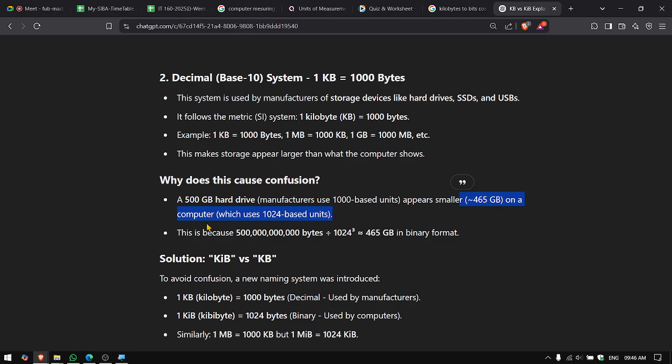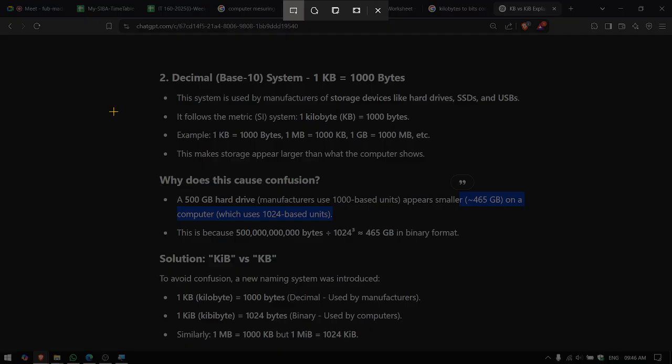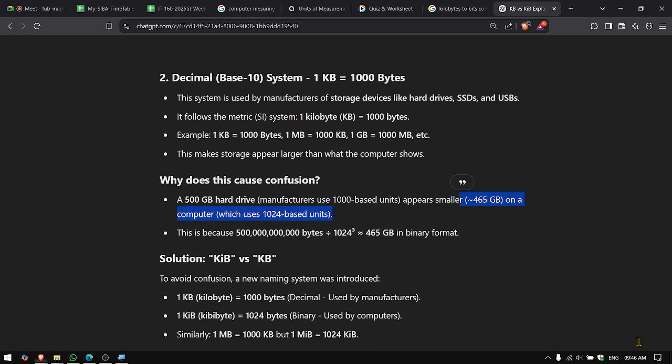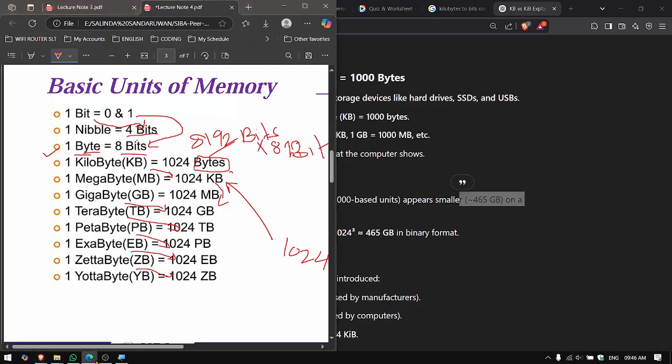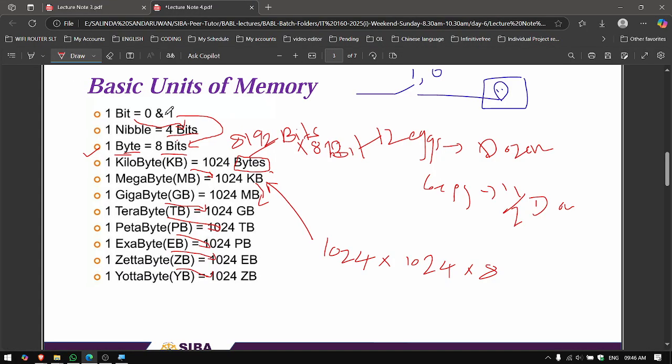So how to convert this 500 GB into bits? If we use the base 2 system, we can do something like this, right? So let's try to convert the 500 GB into bits. How to do it here?